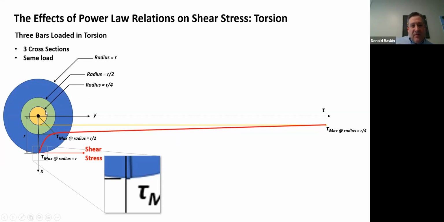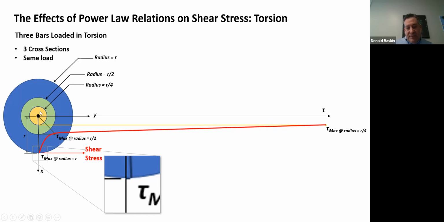If you have three solid bars, these aren't hollow, three solid bars of material, and they're all subject to the same torsion load. You've got a yellow one, a green one, and a blue one.